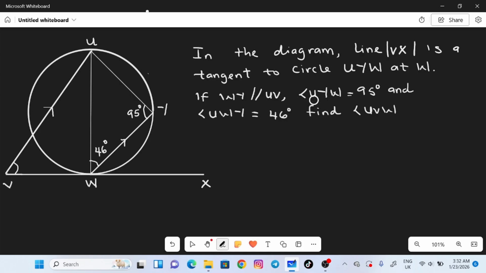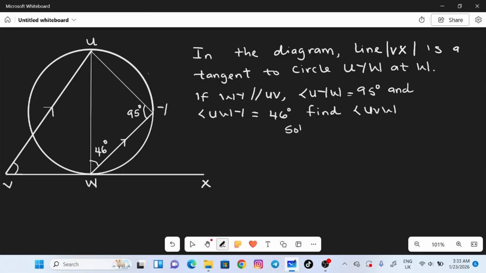Angle UYW is equal to 95 degrees. And angle UWY equals 46 degrees. Find angle UVW.